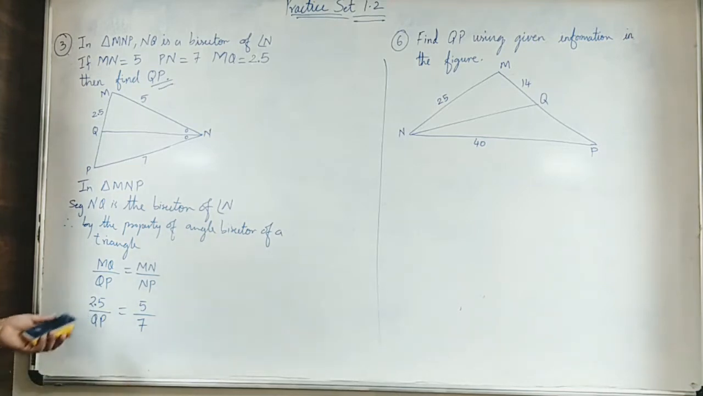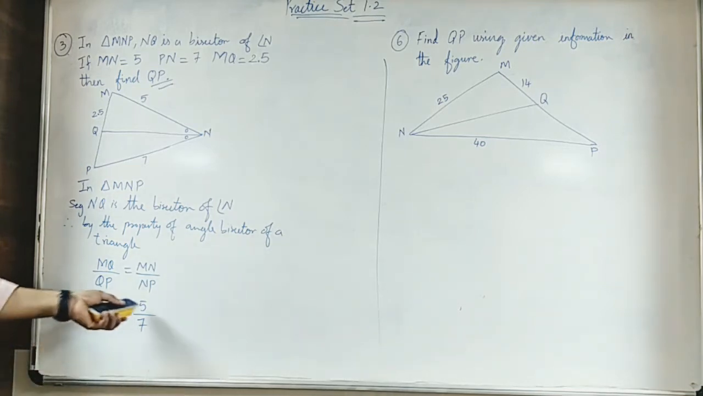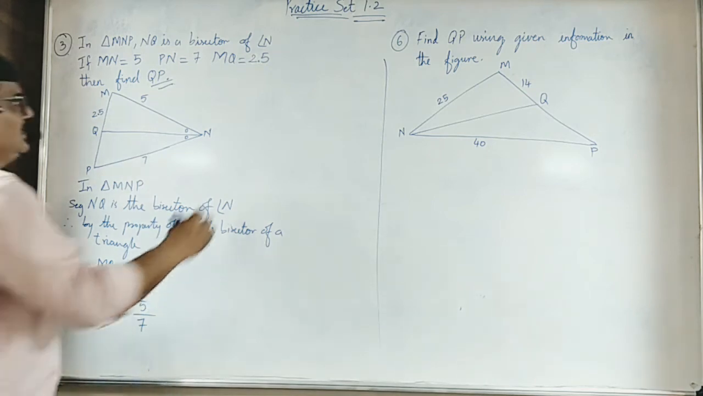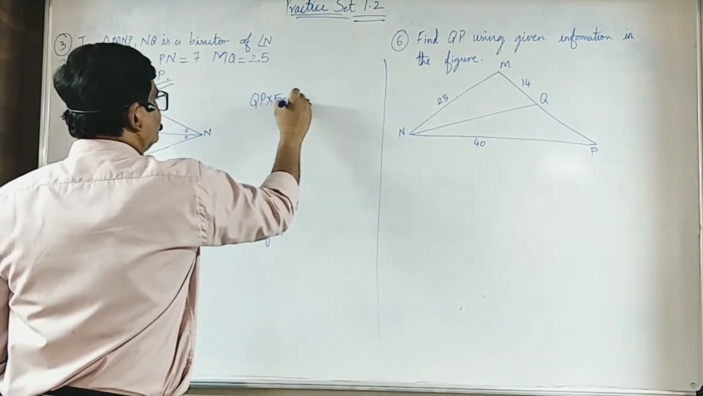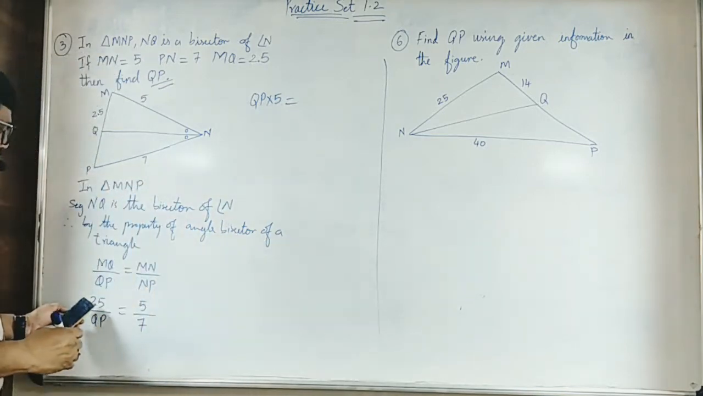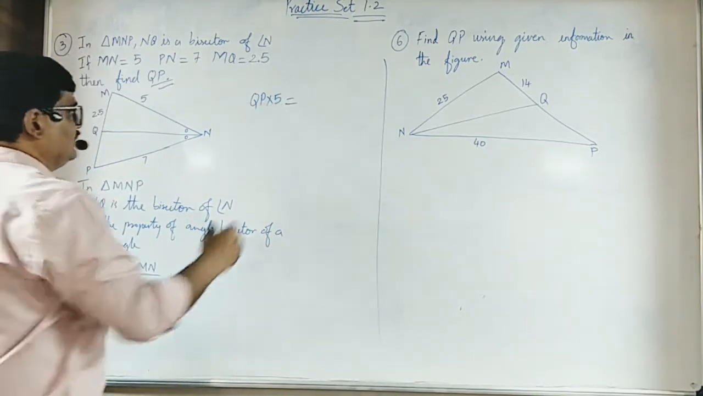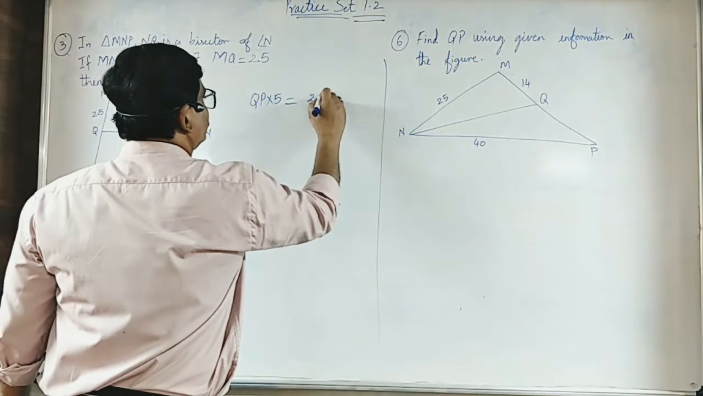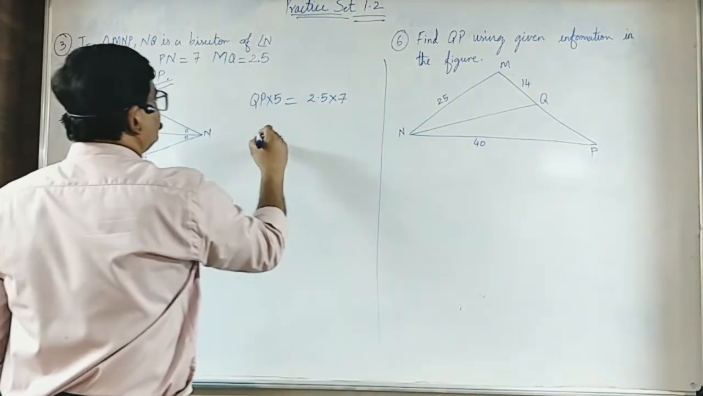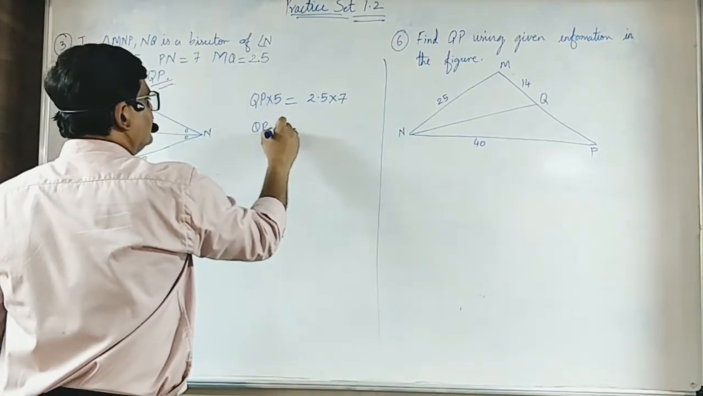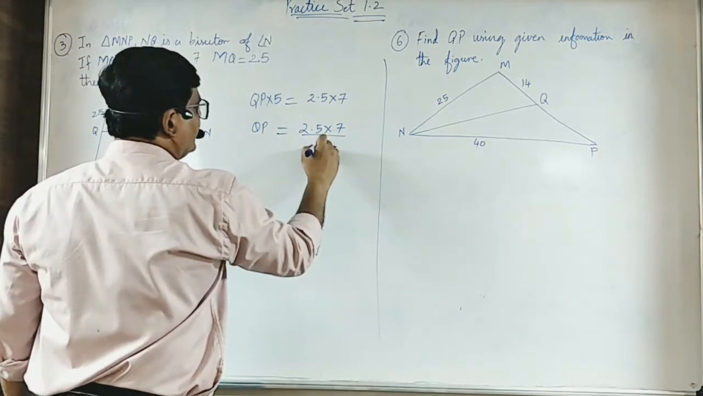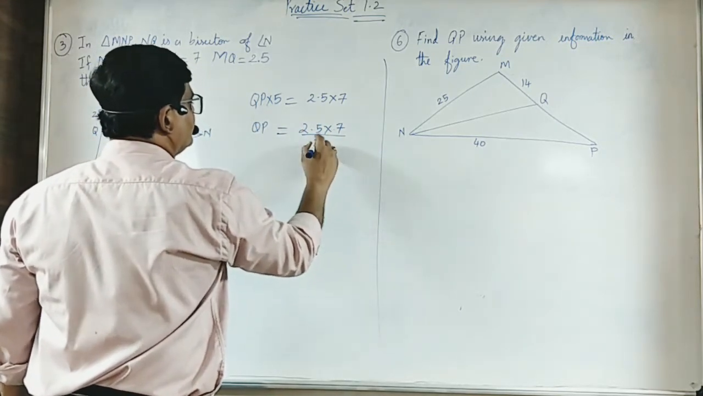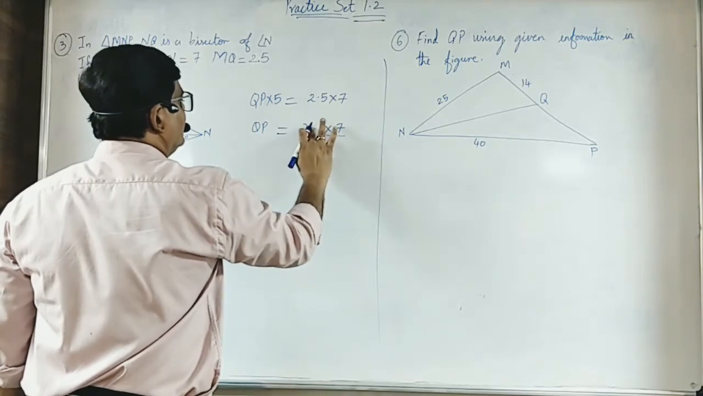Now what you have to do is cross multiply. QP will multiply with 5. So I'll have QP into 5 is equal to 2.5 into 7. Now I have to write QP equals 2.5 into 7 upon 5.